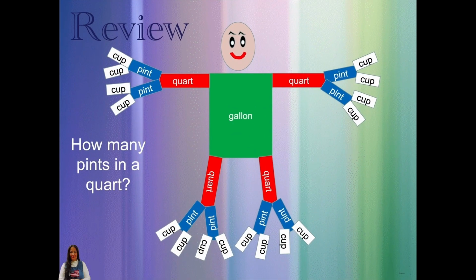How many pints in a quart? Well, we know that his arm is a quart, and how many pints are attached to the quart? 2 pints in a quart. How many pints in a gallon? The gallon is the center. You see the blue? So we need all the pints. Count the pints. 1, 2, 3, 4, 5, 6, 7, 8. There's 8 of them. So 8 pints in a gallon.